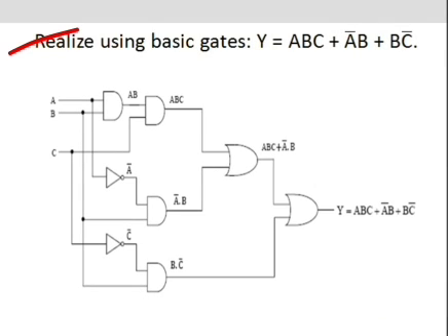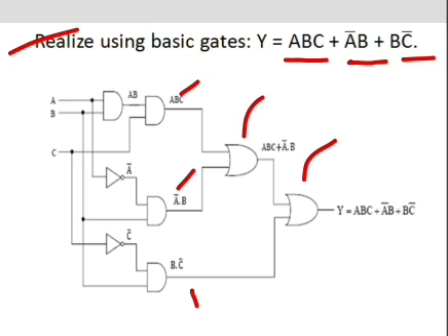Next is realizing using basic gates. Y equals ABC plus A complement B plus BC complement. So first we must do the ABC. Afterwards A complement into B. Next we must do B into C complement. These three terms are added, that means by using the OR gate. So finally you will get the equation Y equals ABC plus A complement B plus BC complement.